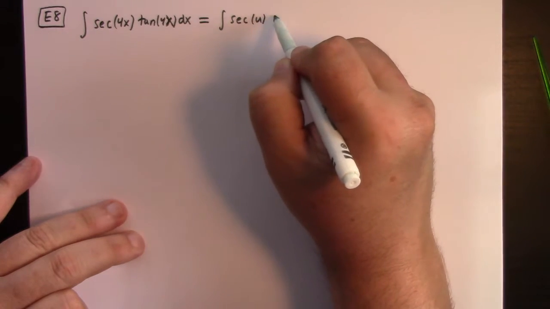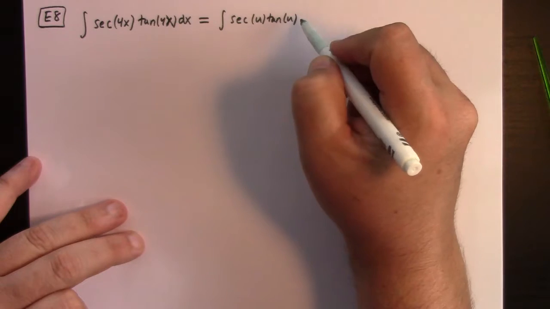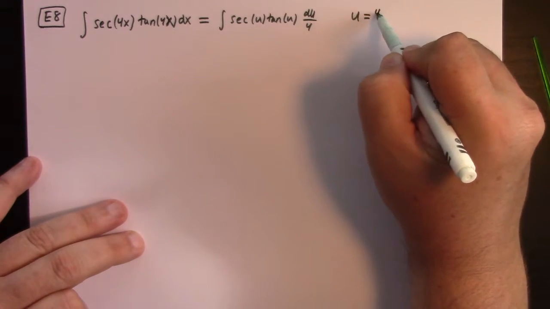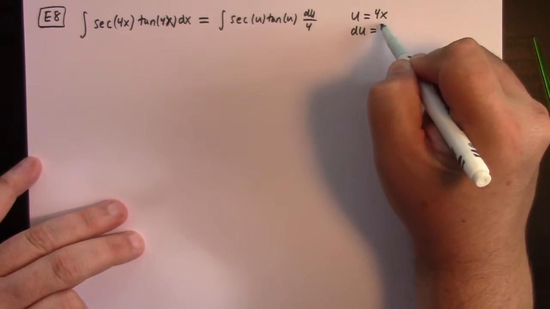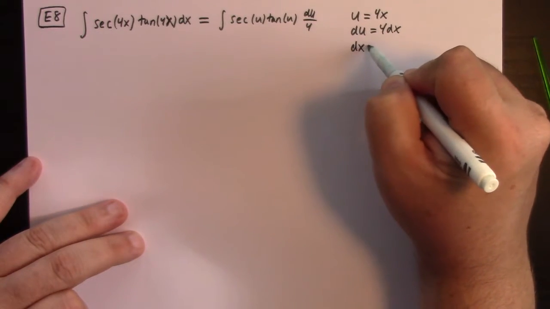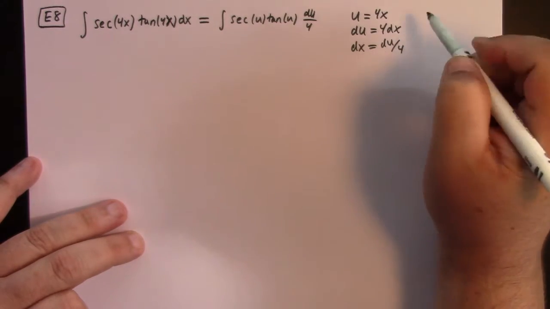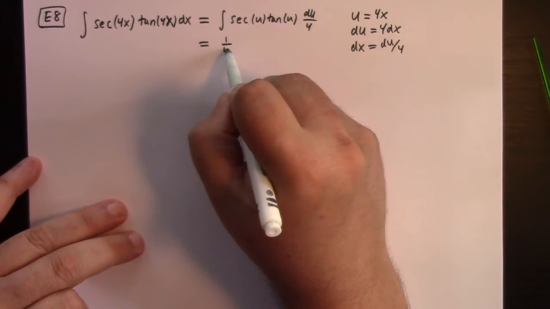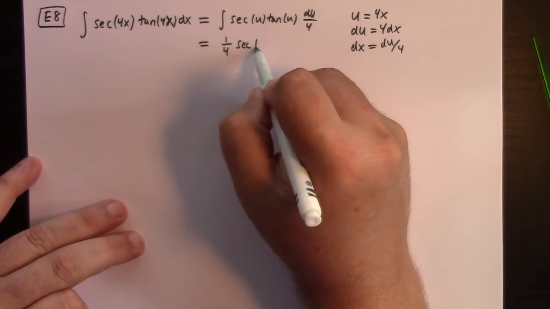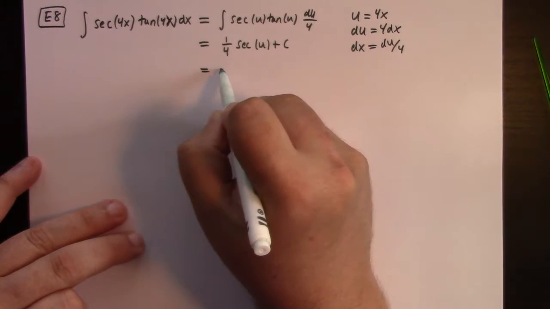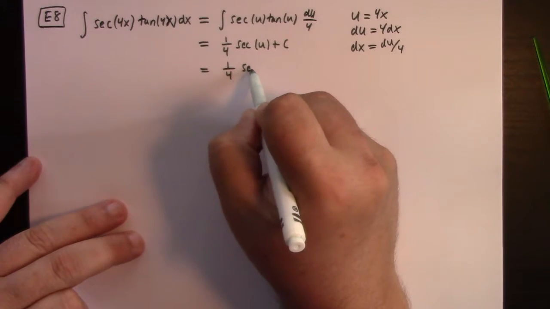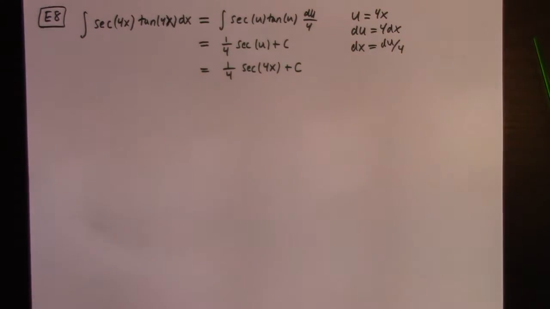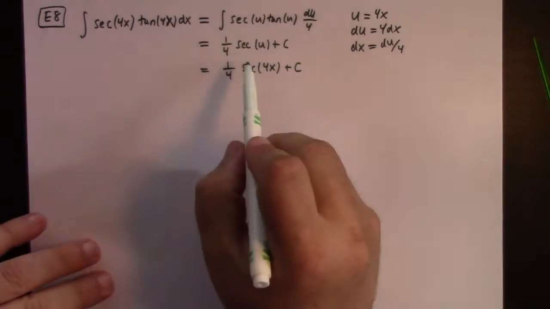secant of u, tangent of u, times du over 4, if I let u equal 4x, right? So then du is 4 dx, and dx is equal to du over 4. Anyway, so then that, of course, is nothing more than 1/4 secant of u plus a constant, or the answer, 1/4 secant of 4x plus a constant. All right. That wasn't too bad.